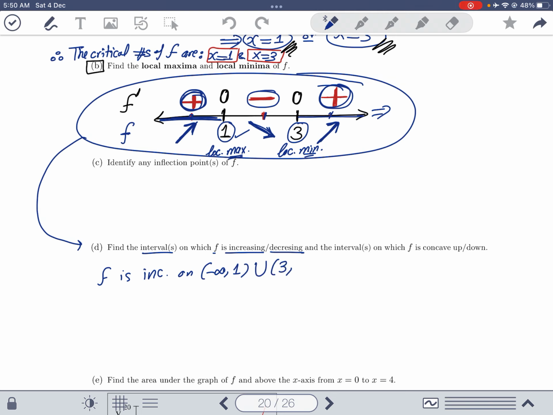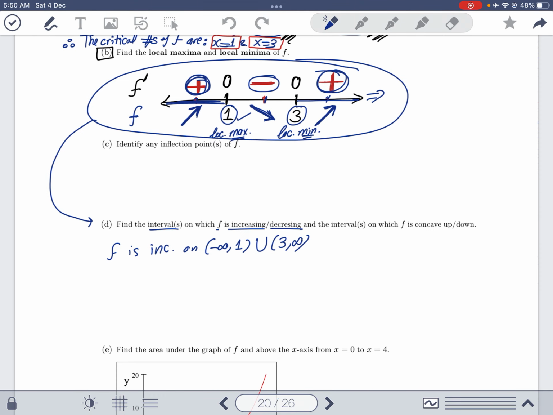You are from 3 to infinity. If you want to include it or not, don't include it, just make it an open interval, better. But it's okay if you include it also. Sometimes people do that. And f is decreasing on the interval between 1 and 3.